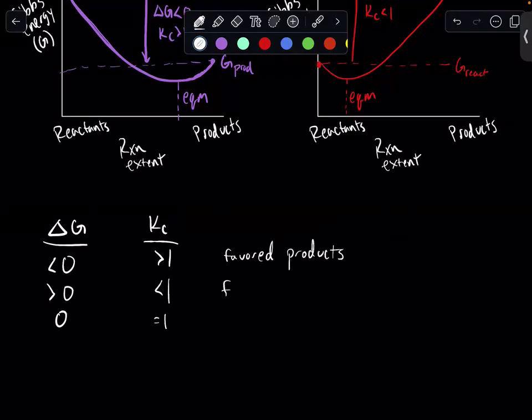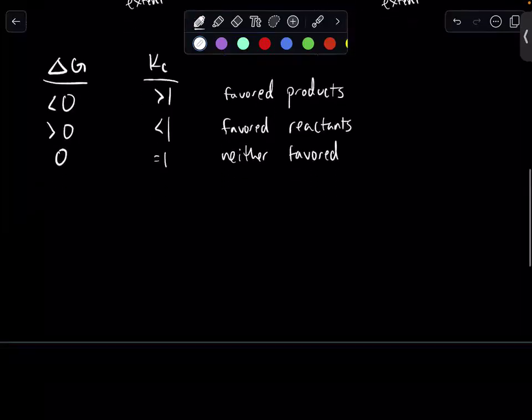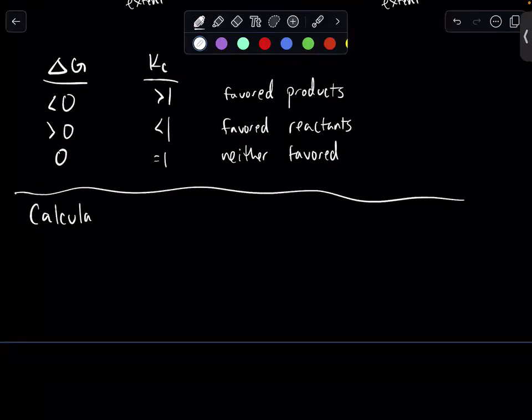On the second example, we have favored reactants. In our last example, this is neither favored. So we can assume either from delta G or Kc which way an equilibrium will lie. The awesome thing is that we can actually combine these two to calculate delta G standard from Kc, our equilibrium constant.